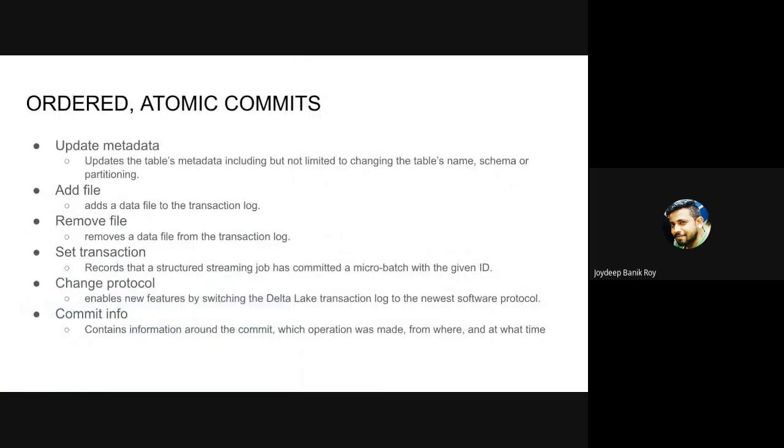So what kind of atomic commits is the next question. What is stored? These are the kinds of information that you can find when you open one of these JSON files. There's an update metadata. If you're updating the table's metadata, so if you want to enable change data capture, CDC, or you want to alter the table, those kinds of metadata changes for a table will be recorded.